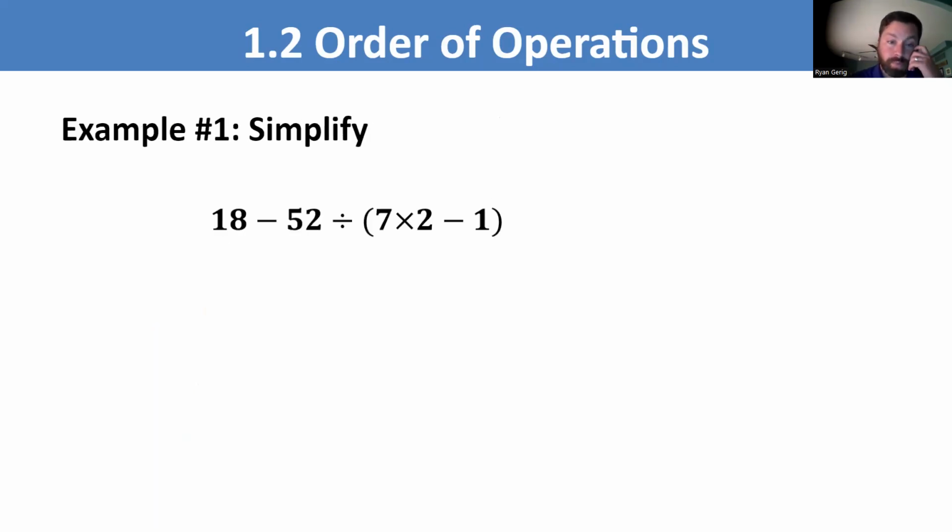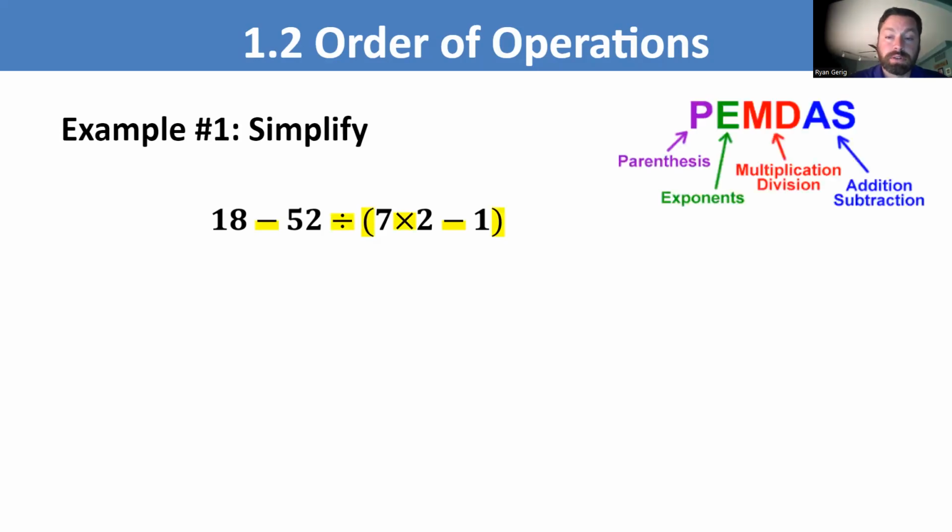Another example. We're going to simplify this expression. Again, from lesson 1, this is an expression because there's no equal sign. We're going to simplify as much as we can, though. I see parentheses, so I'm going to focus on that area first. Inside the parentheses, I have multiplication and subtraction. So I need to do the multiplication first, right?